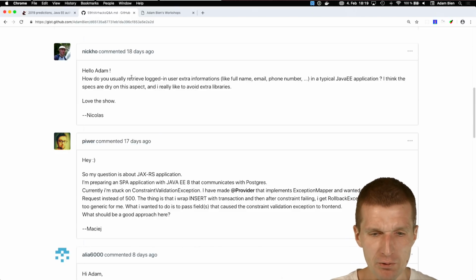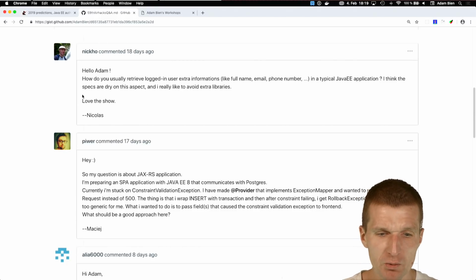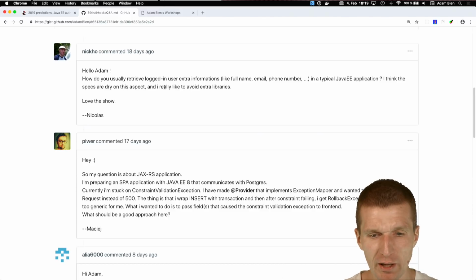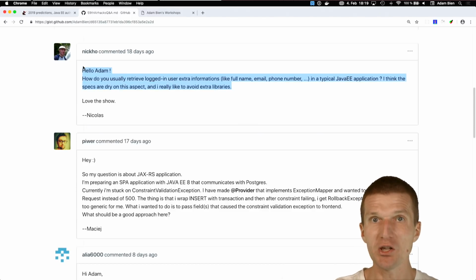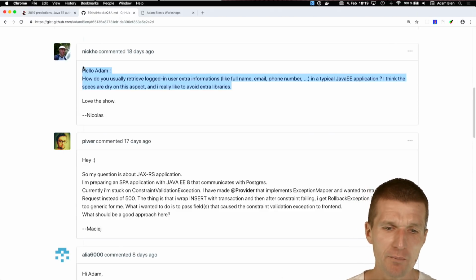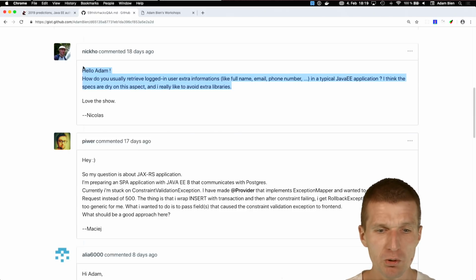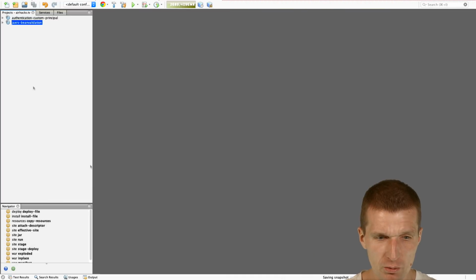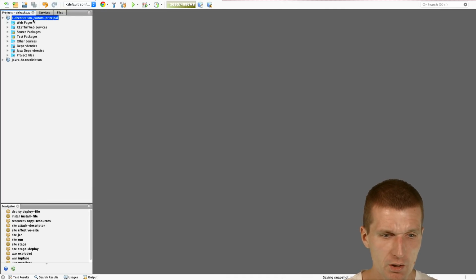So now, how do you actually retrieve logged in user extra information like full name, email, phone number in a typical Java application? I think the specs are dry on this aspect, and I really like to avoid extra libraries. You see, ThinWARs. So we have the first push towards ThinWARs. Now I thought, okay, I can just tell you it is easy, but you won't believe me. So I implemented the full example so I can show you live. I think we should also code a little bit more on the show.